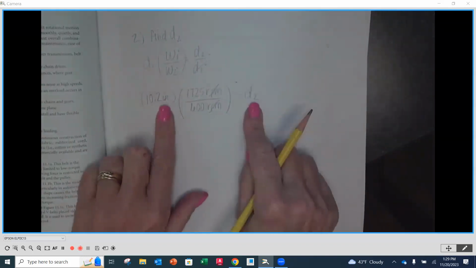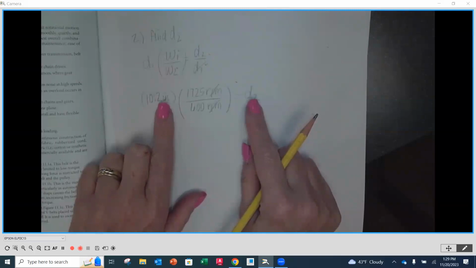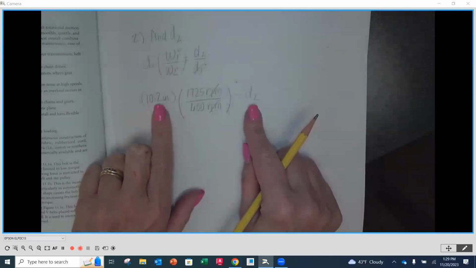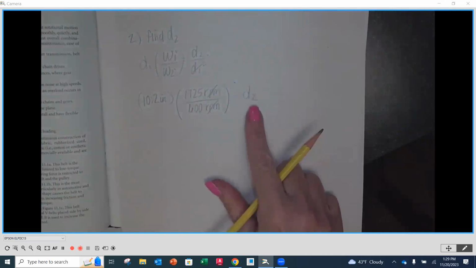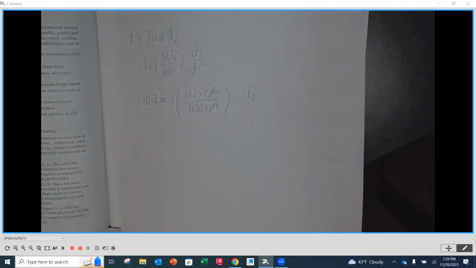So I want to double check before I even do any calculating. Are the units that are left over appropriate for a diameter? They are, right? Inches. So we should be good. So calculate out what, if we would go from 1725 to exactly 600, what would the pitch diameter of our driven machine have to be?